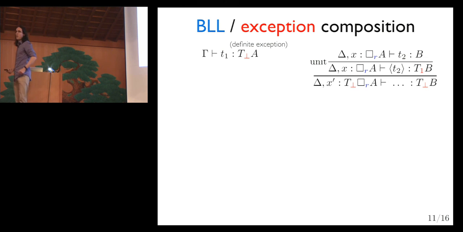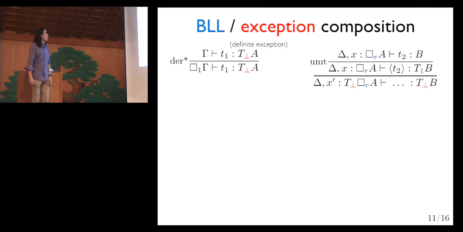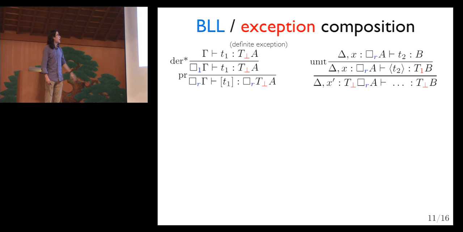Exceptions subvert the control flow, so we definitely throw an exception at the end. So this means that T2 actually never gets run. Now we can try and compose this on the right. We can derelict everything in the context, just put it with the 1 coeffect, make sure that everything's coeffectful, and then we can promote to say, right, I'm going to have r copies of my exception.